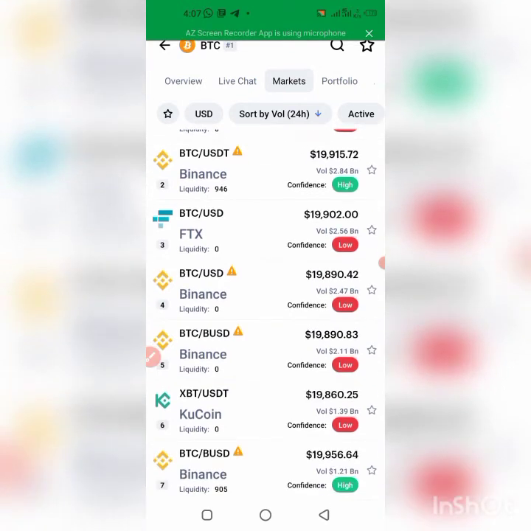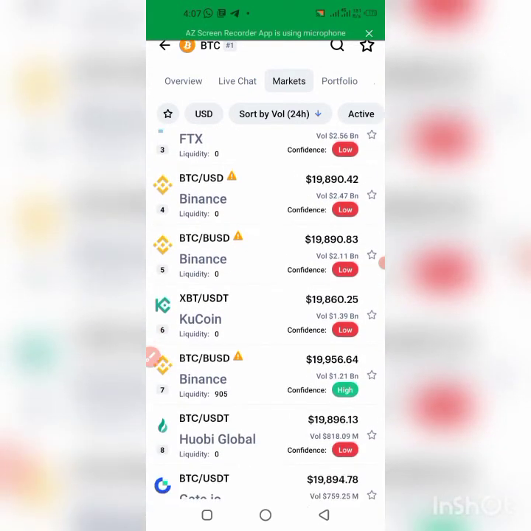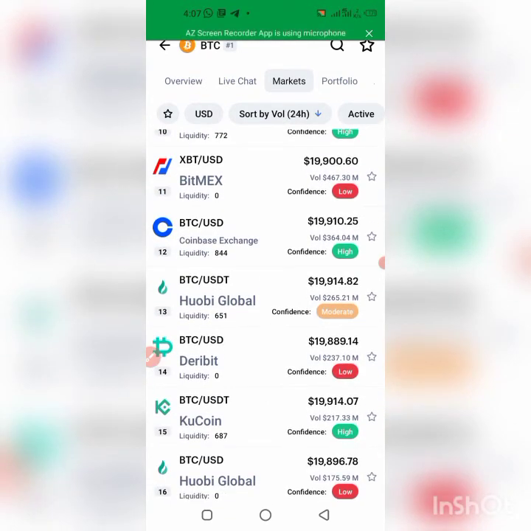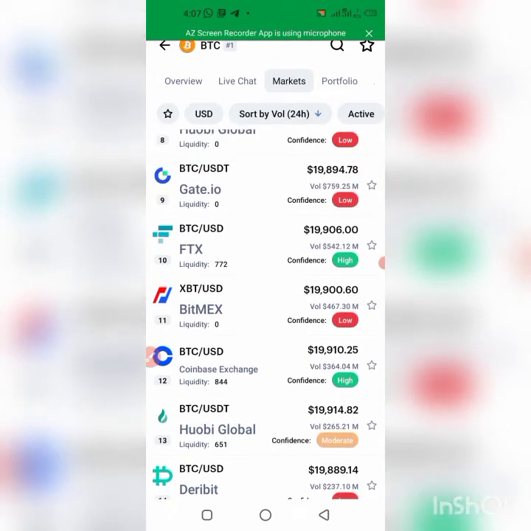Then as you can see here, we have different kinds of prices for different exchanges, because this market actually shows us where we can buy Bitcoin and where we can sell Bitcoin, the confidence level, the price, the volume, the market capital and so on and so forth, guys.